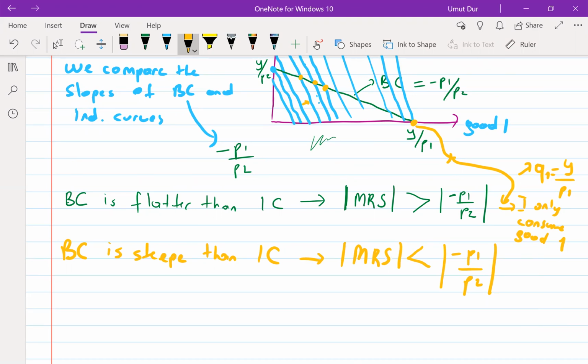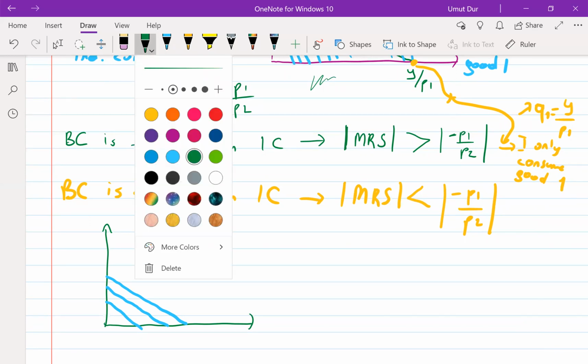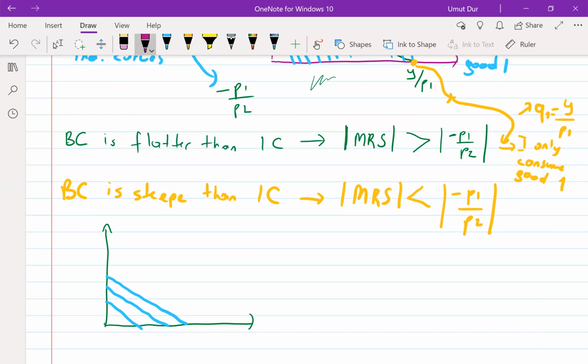Then let's try to draw this specific case on the graph. So this is our graph. Let's use a light blue one for the indifference curve. These are some of my indifference curves. And let's use this purple for the budget constraint. What I'm requiring here is my budget constraint to be steeper.